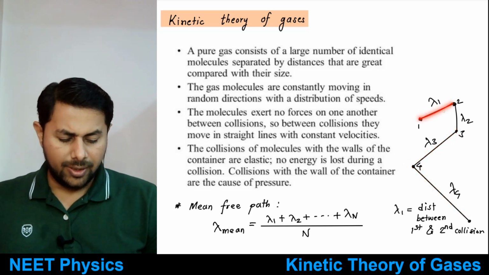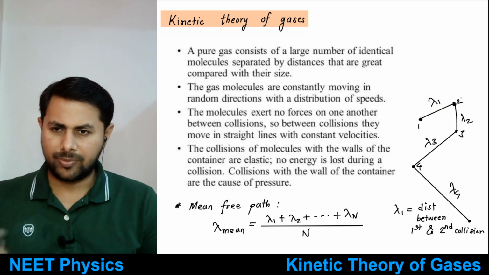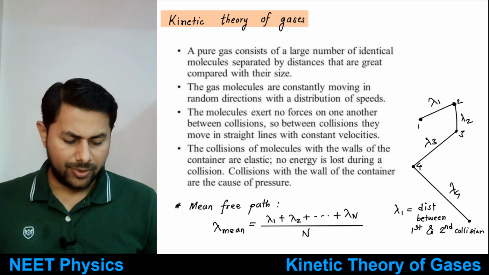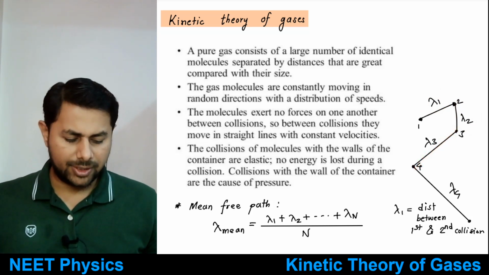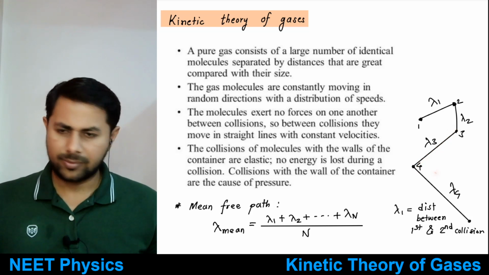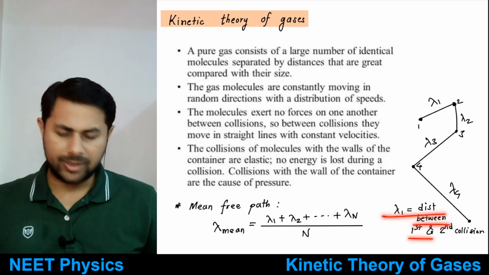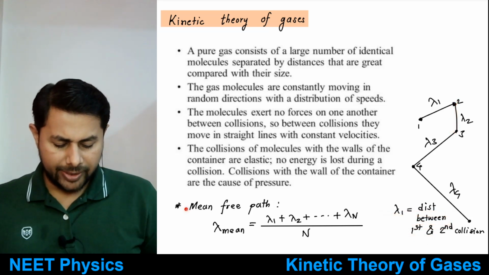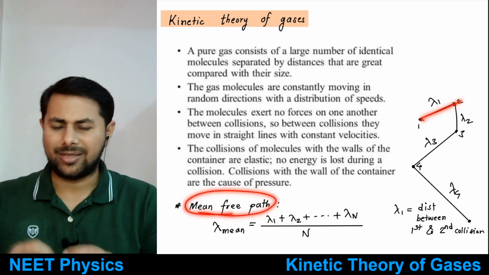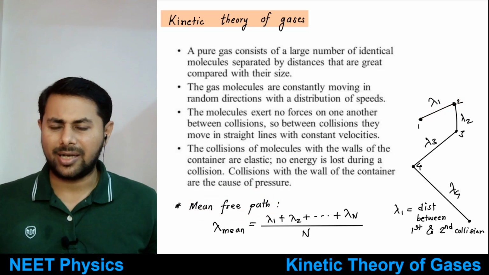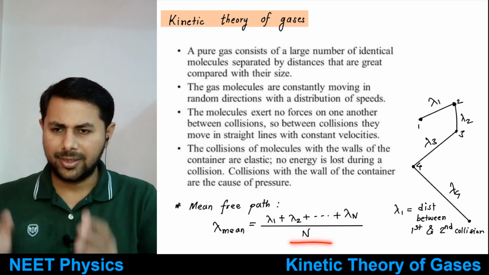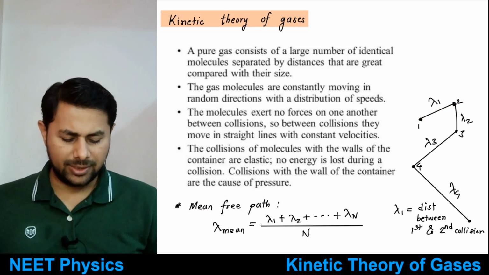Between two successive collisions, suppose it traveled distance lambda 1 between the first two collisions, in the next two it traveled distance equal to lambda 2 freely, in the next two distance equal to lambda 3, and so on and so forth. So lambda 1 is the distance between the first and second collision, lambda 2 the distance between the second and third collision. This is known as the free path. If you take the average of all those free paths, you will get the mean free path. The mean of the free paths is known as the mean free path.